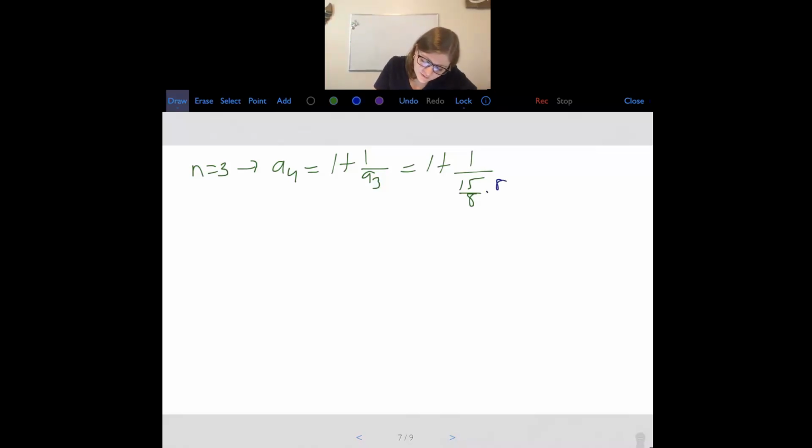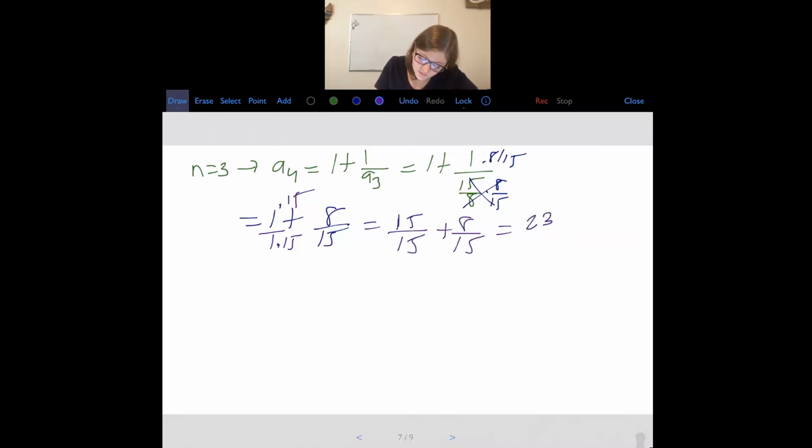If you do 8 over 15, you're allowed to multiply the same thing to the numerator and denominator of a fraction, so the bottom becomes 1. So this becomes 1 plus 8 over 15. And if we put the 1 over 1, we need to multiply by 15 on the top and bottom to get common denominators. So this is 15 over 15 plus 8 over 15, which gives us 23 over 15. Let me make that 5 a little bit better. And so we found the first 4 terms.